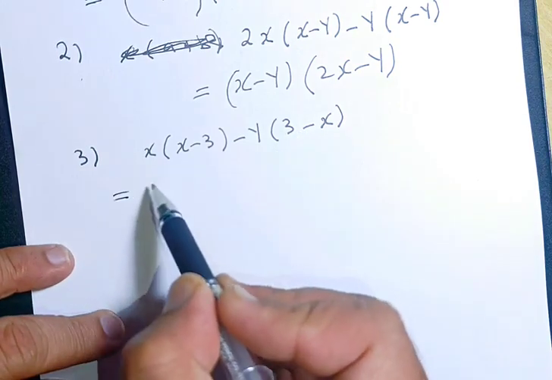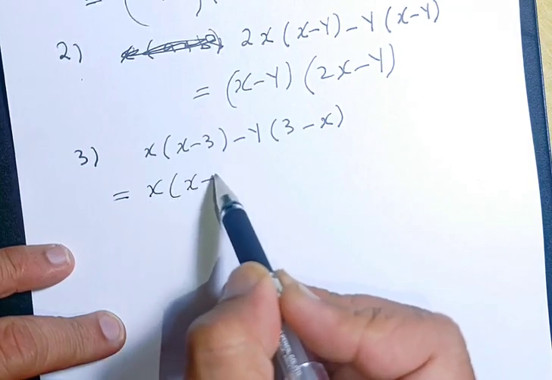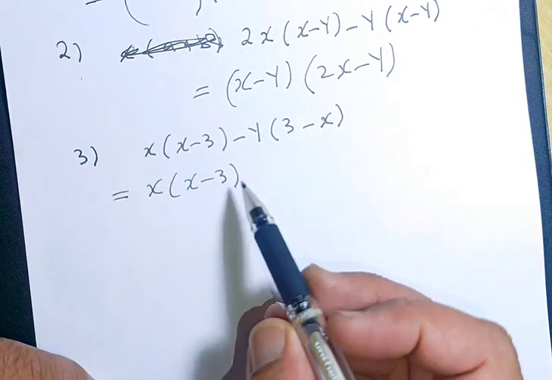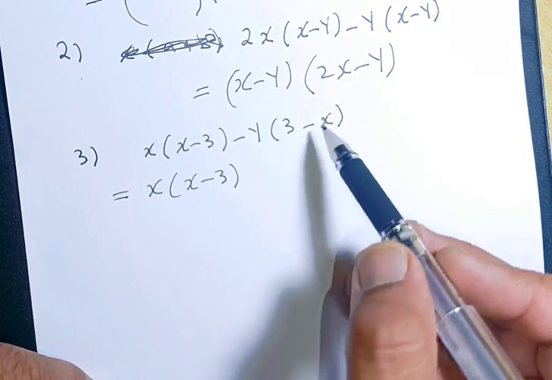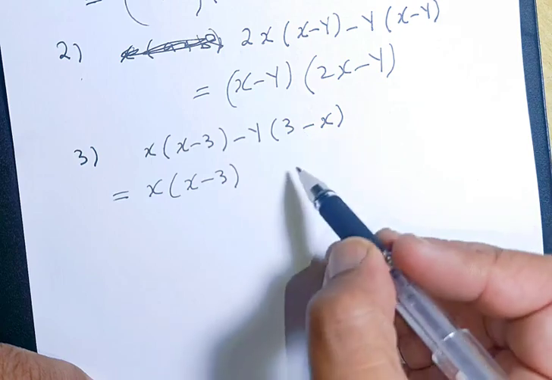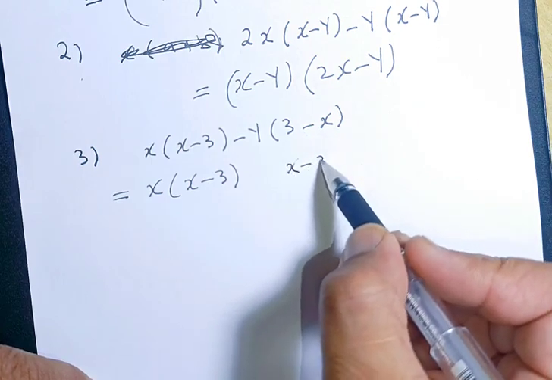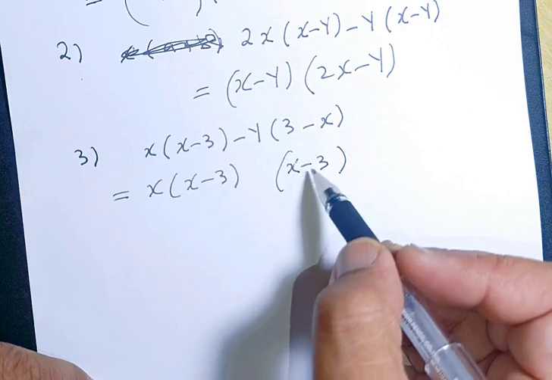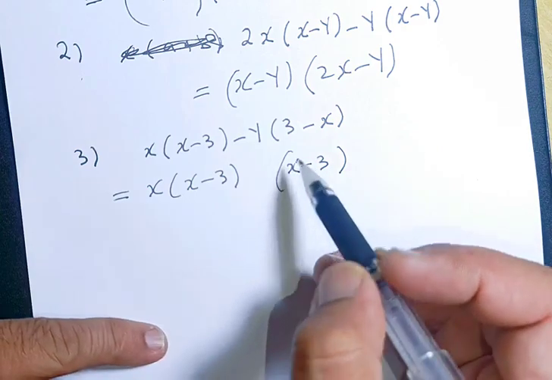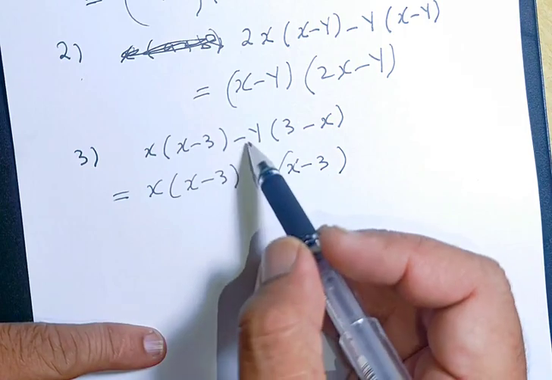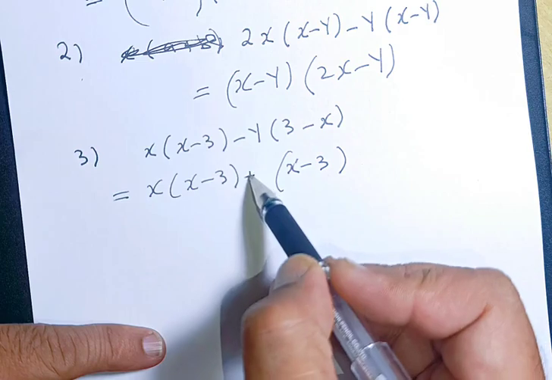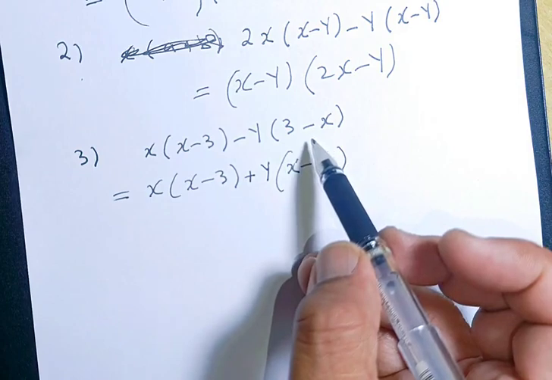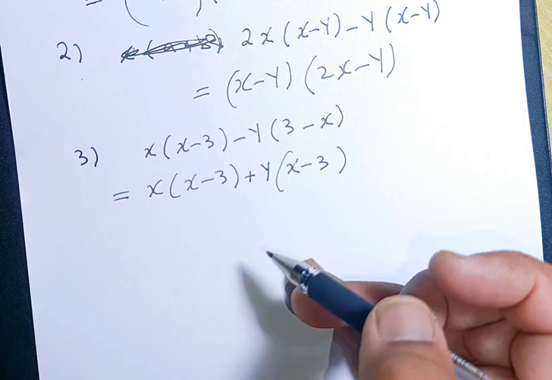So you say equal to x(x − 3), we write it as is. Now I'm going to change this one to (x − 3). So x I make positive, and 3 I take to that side. I modify it. Now two things will happen: the inside sign changes, and the outside sign will also change. Outside, negative becomes positive, so positive y.